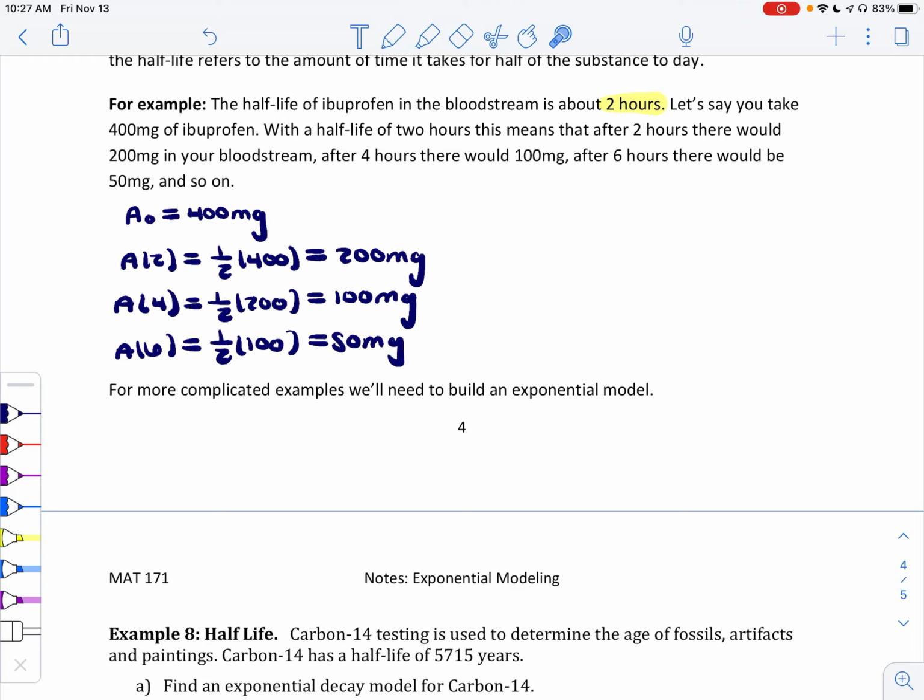Now for this one, it was pretty simple. We had pretty easy numbers to deal with, and we could just cut them in half and figure it out. But when you're looking at more complicated examples, or you want to look over much longer periods of time, it's not realistic to just go through and cut it in half like this every time. You want to actually build an equation, build a model so that you can plug your values in.